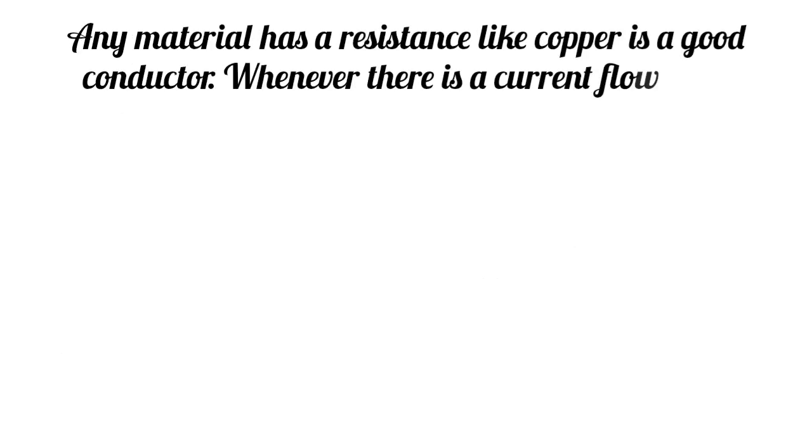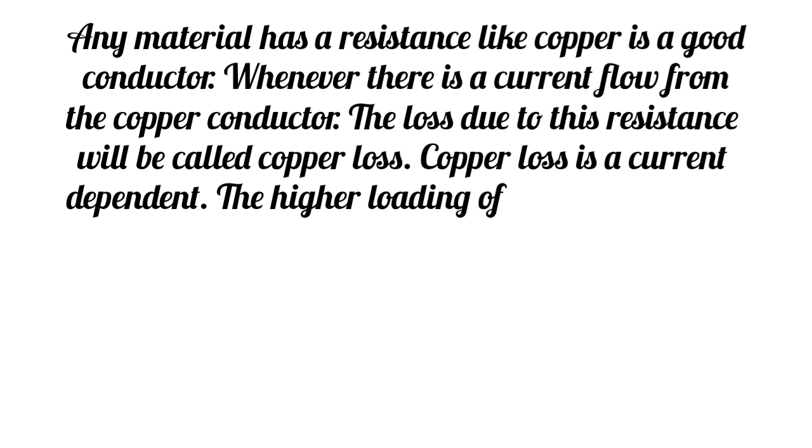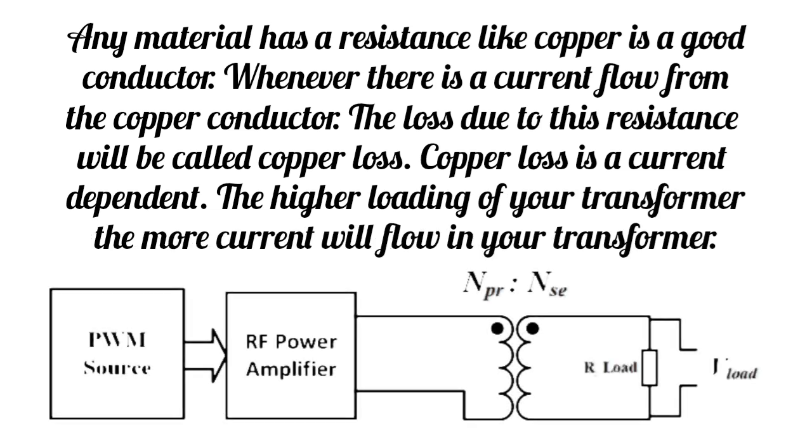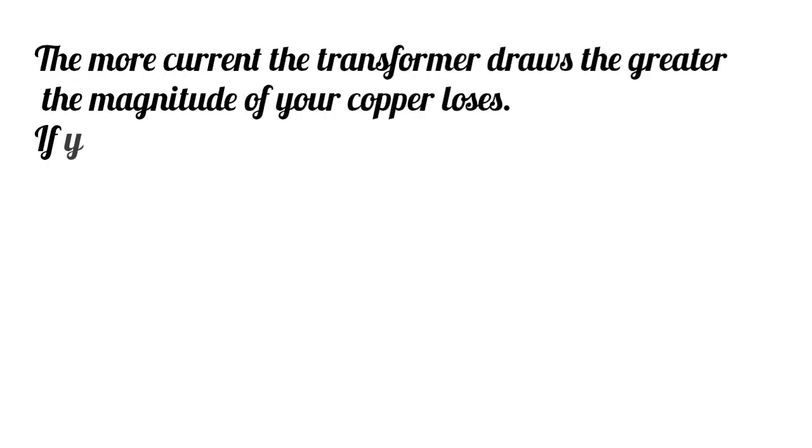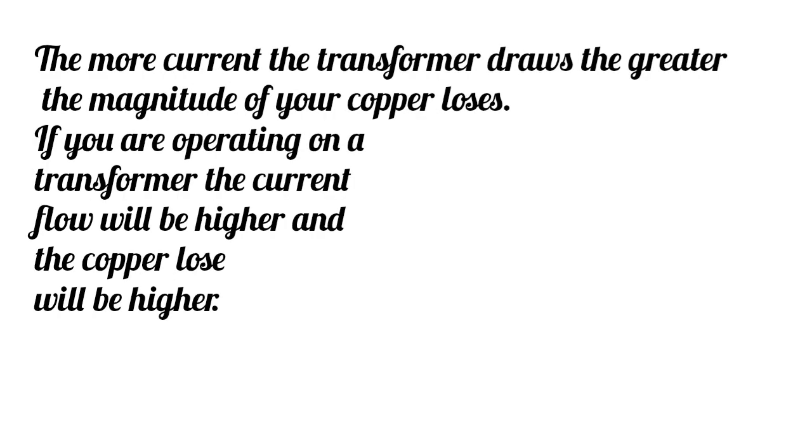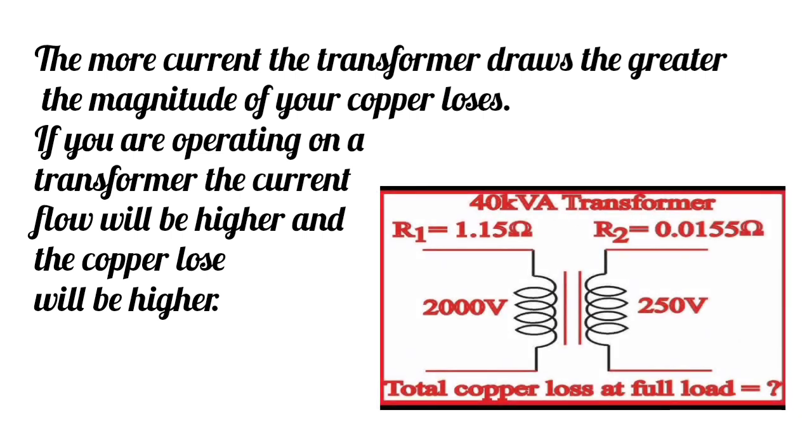Any material has a resistance; copper is a good conductor but still has some. Whenever there is a current flow through the copper conductor, the loss due to this resistance is called copper loss. Copper loss is current dependent. The higher the loading of your transformer, the more current will flow in your transformer. The more current the transformer draws, the greater the magnitude of your copper losses. If you are operating the transformer at higher load, the current flow will be higher and the copper losses will be higher.